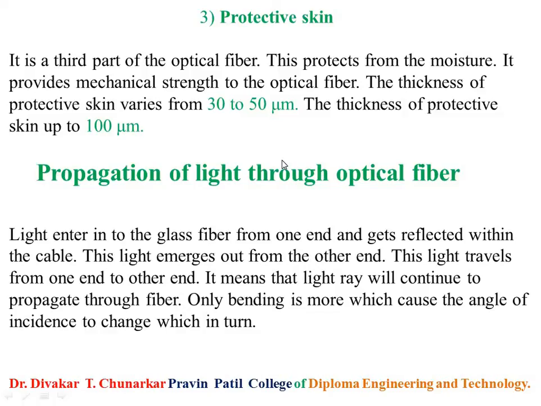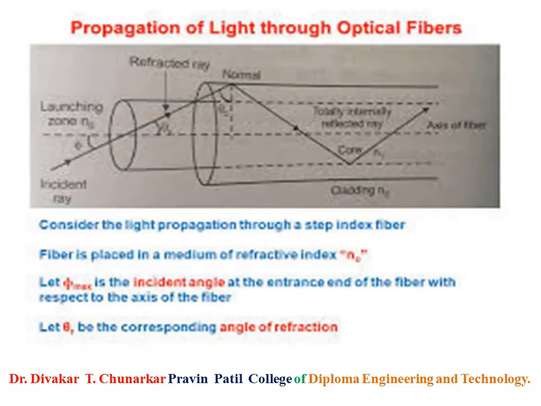So when the light enters into the glass fiber from one end and gets reflected within the cable, this is the propagation of light through the optical fiber. This is the ray diagram. Here is the reflected ray, normal ray. This is total internal reflection. This is core and this is cladding, incident ray.